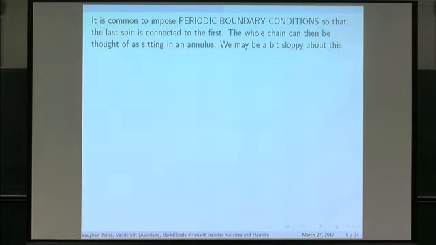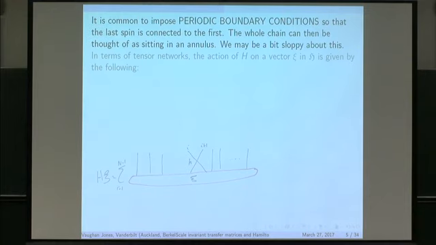It's common to impose periodic boundary conditions, so the last spin is connected to the first, or maybe identified with the first, and the whole chain can then be thought of as sitting in an annulus. I may be a bit sloppy about telling you when I'm applying periodic boundary conditions and when I'm not. So if you're confused, just stop me when I ask.